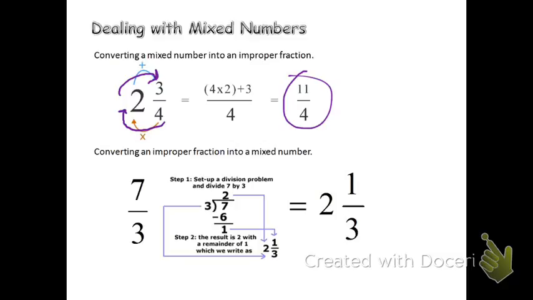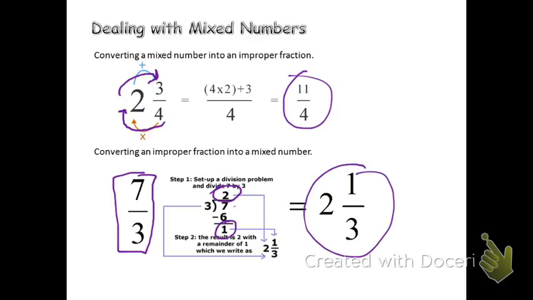Okay, if you want to work backwards now, if we want to convert an improper fraction to a mixed number, we're actually going to carry out the long division like you learned back in what, 3rd and 4th grade. 3 goes into 7 2 full times with a remainder of 1. So our final answer is 2, and the remainder is 1/3. 1 out of 3 left.